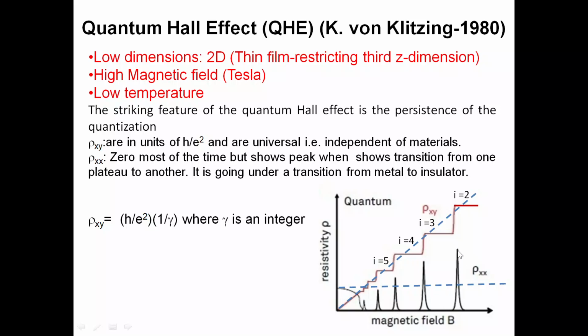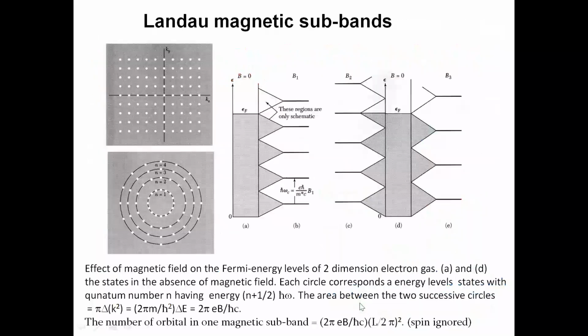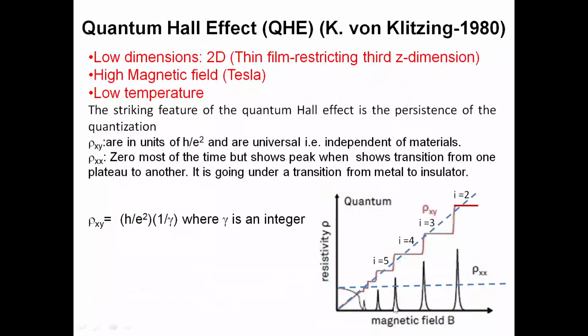So they are showing a peak. Basically, as a function of magnetic field, there is a transition from conductor to insulator to conductor to insulator to conductor and so on. These are the two important features of the quantum Hall effect. This is how the classical Hall effect is different from the quantum Hall effect.